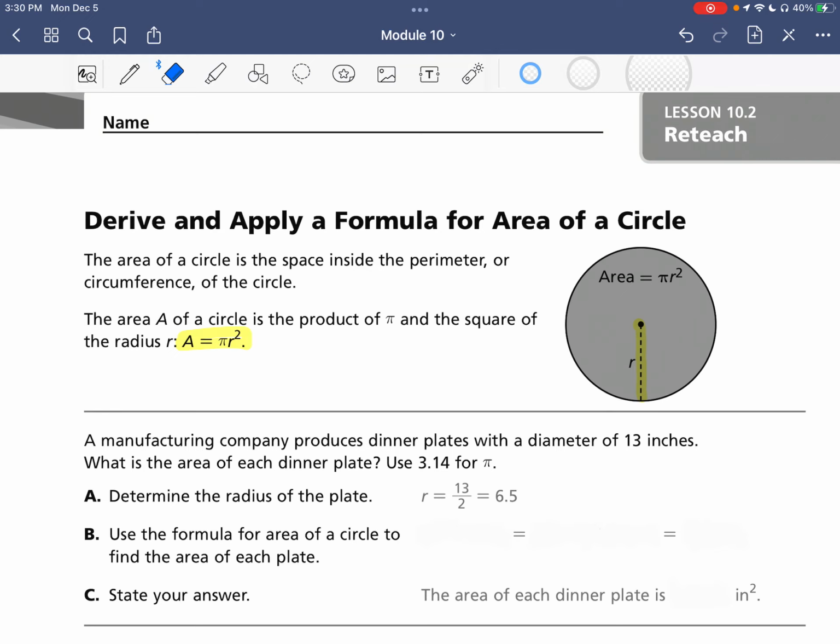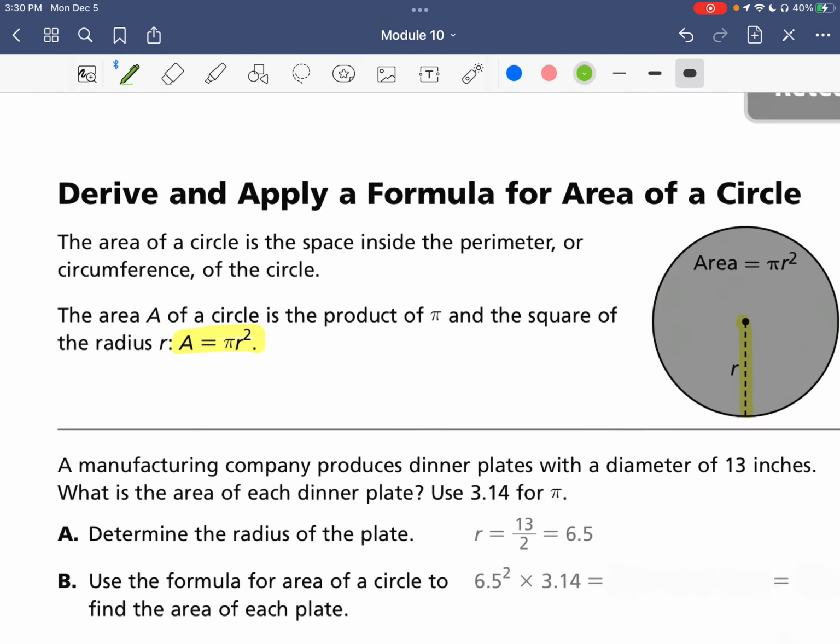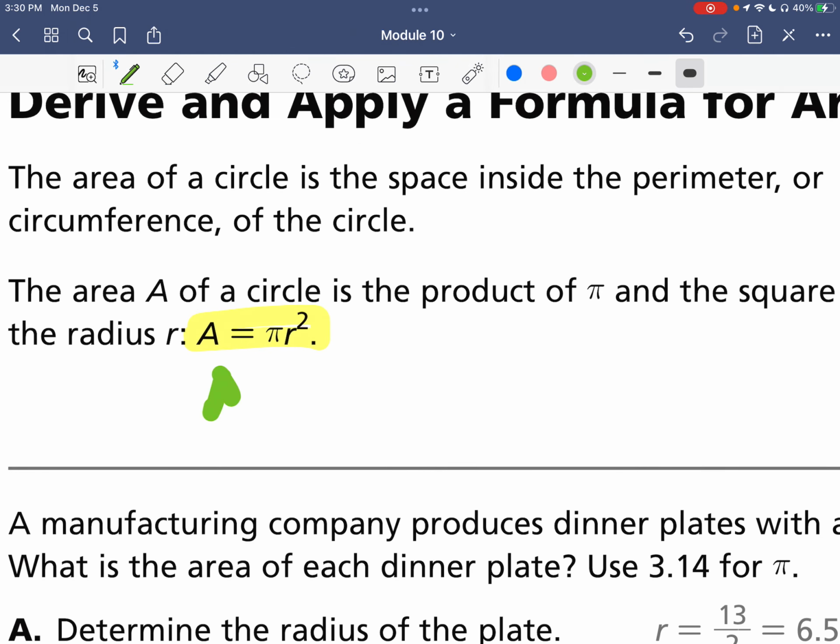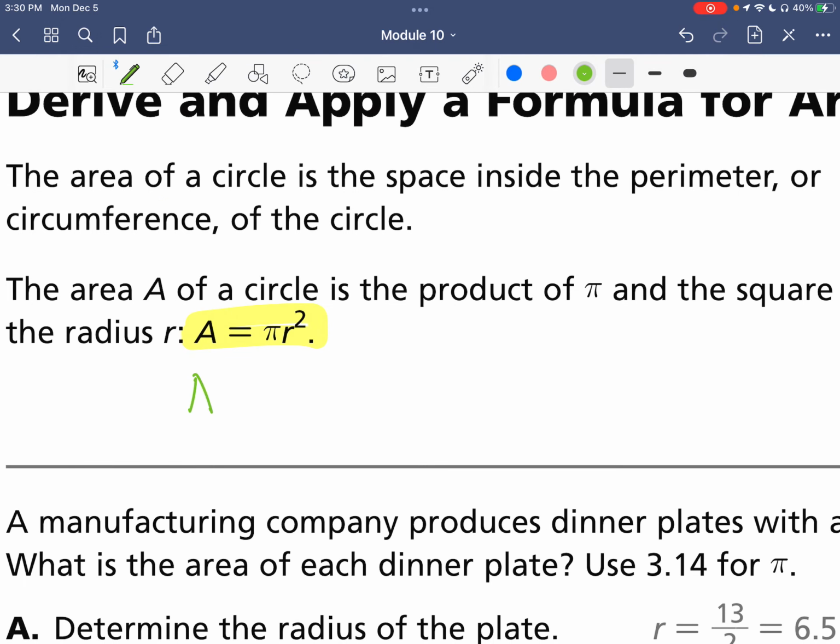Now we're going to use the formula for area of a circle to find the area of each plate. So area equals pi r squared. So there's my pi, and then r squared. Please note that r squared is going to be the same as area equals pi r times r. It is not 2 times r. Okay, not 2 times r. Real common mistake I see with my kiddos. It is r times itself. It's an exponent. So we're going to expand that out here.